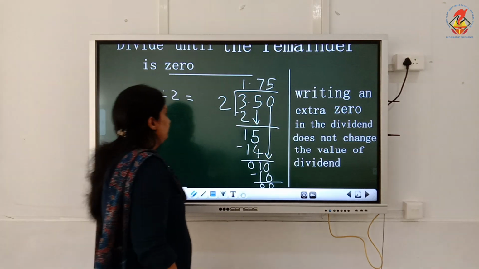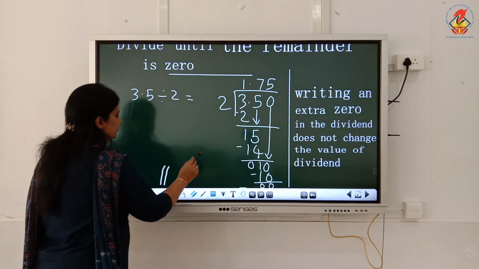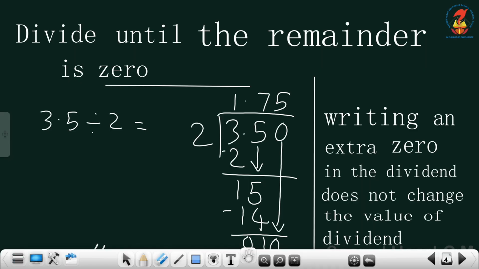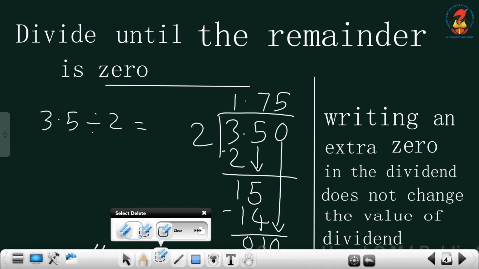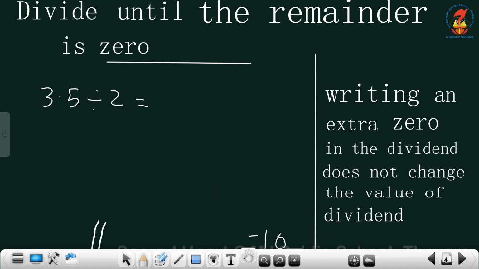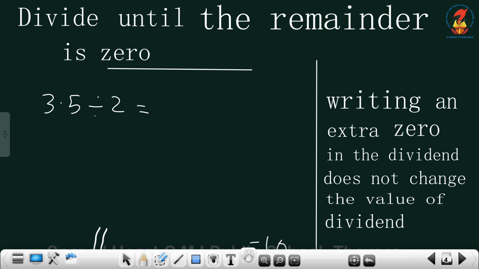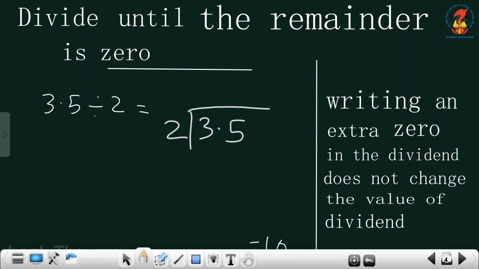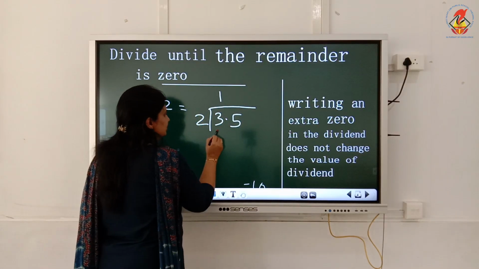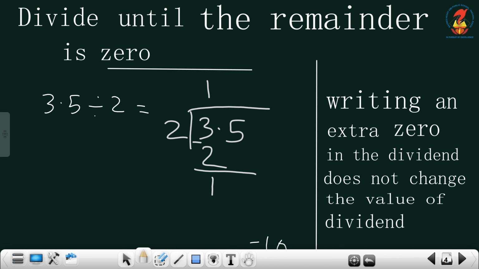And the next one, see this. Here we divide until the remainder is 0, that I will show you. I will show you how to do this. See this, 3.5 divided by 2. See the first digit is what? The whole number part, that is 3, and 2 ones are 2 and the remainder is 1.